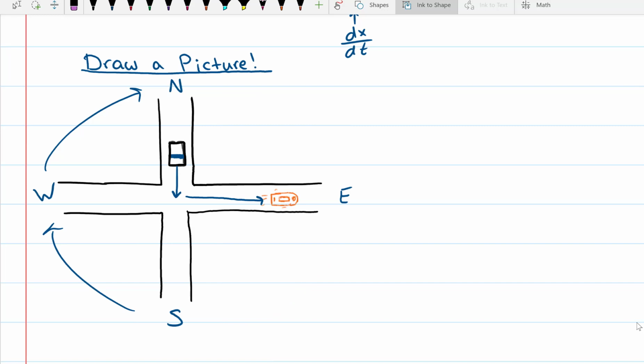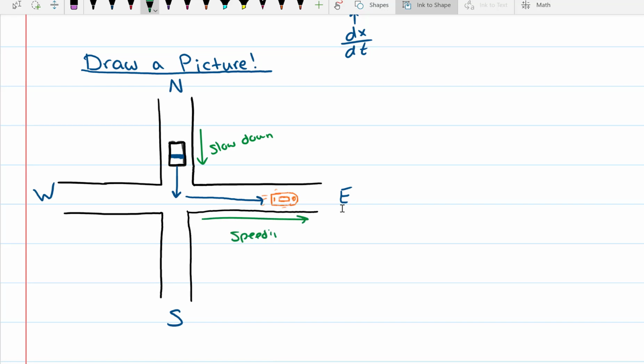So now that you have the picture drawn, you can kind of see what's going on. The cop is heading towards the intersection and the other car is heading away from it. So it makes sense that the cop has to slow down and then the other car is going to be speeding up. So we want to figure out at this moment in time when these cars are this far apart, how fast is the orange car speeding up?